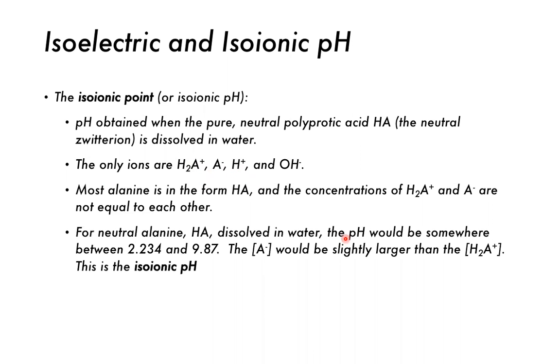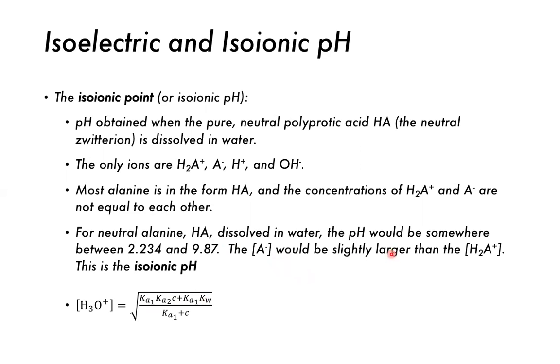So the neutral alanine HA dissolved in water, the pH will be somewhere between 2.34 and 9.87. The A minus concentration will be slightly larger than the H2A plus concentration, and this is the isoionic pH. So the H3O plus concentration is equal to this equation, which we saw before, where we have to relate our two Ka values to each other, plus the concentration and Kw, of course, Kw being 1 times 10 to the minus 14. So A minus is slightly larger.